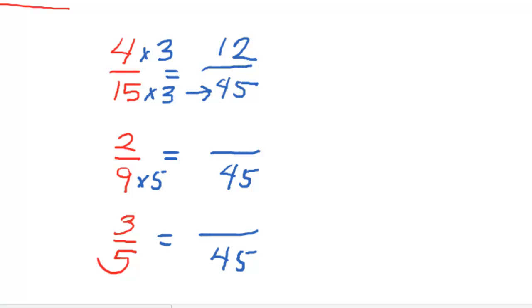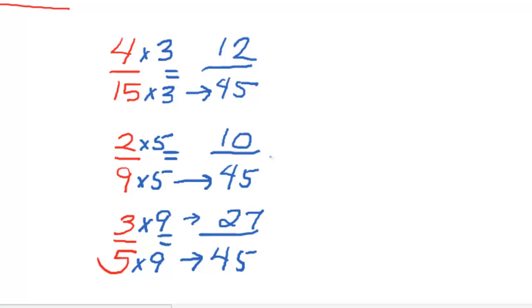We know that 9 times 5 is 45, so we're going to multiply 2 by 5 to get our new numerator. We know that 5 times 9 is 45, so we're going to multiply 3 times 9, and that gives us 27. So here are our three fractions, all represented with common denominators, ready to be added or subtracted depending on the problem.